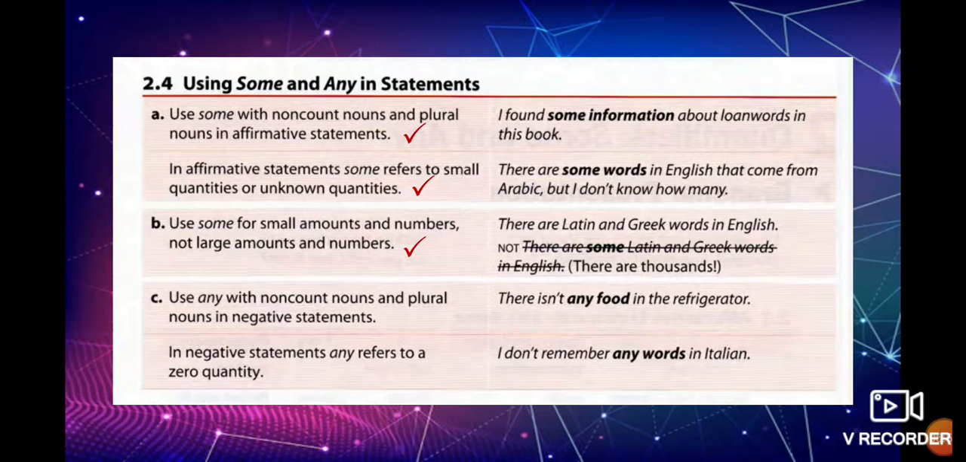Okay, there are Latin and Greek words in English. This one is small quantities of something. Then we use any with noncount nouns and plural nouns in negative statements. For example: There isn't any food in the refrigerator. In negative statements, any refers to a zero quantity.